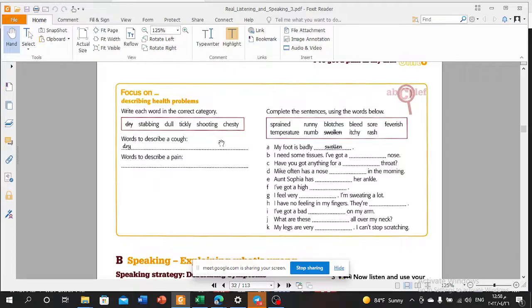These three adjectives can describe a cough: dry, tickly, and chesty. While the adjectives that can describe a pain are stabbing, dull, and shooting. These three can describe certain pain, while these three can describe a cough.